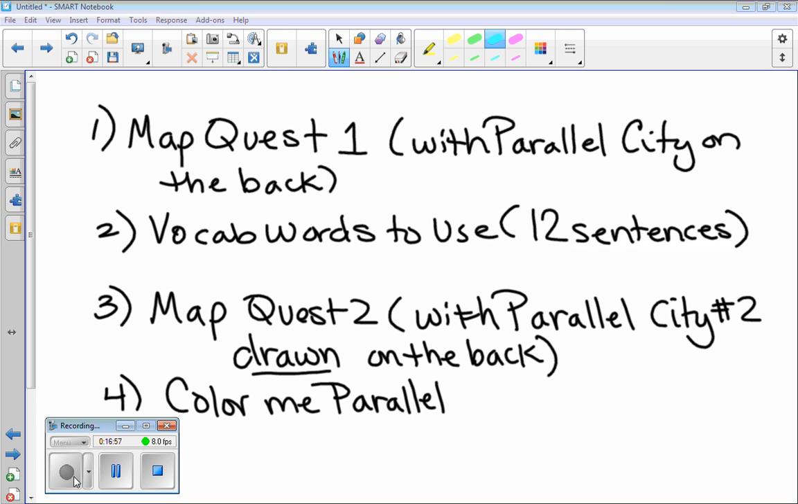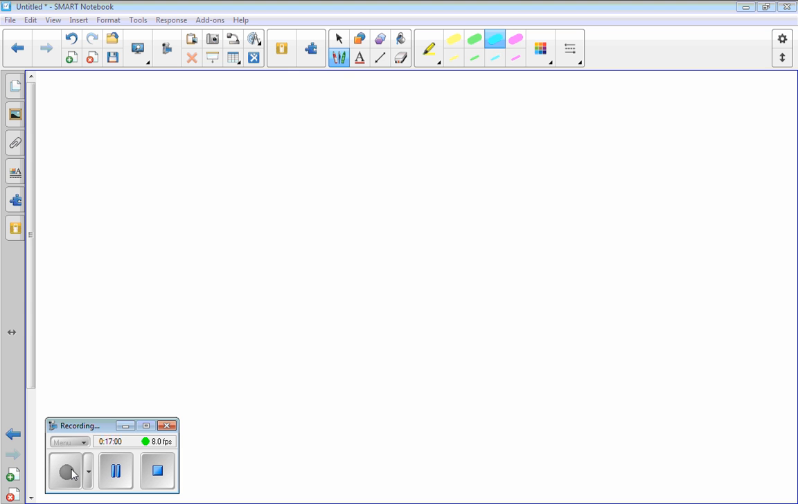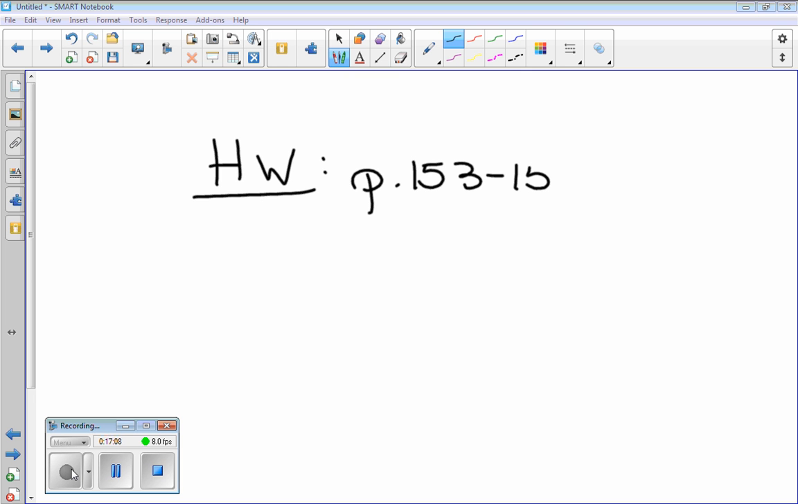Once you've turned in all your parallel city stuff, you can go ahead and start on your homework if you'd like. It is out of the textbook on pages 153 and 154. I'm going to have you do 7 through 9, and then 12 through 20, and then also 22.